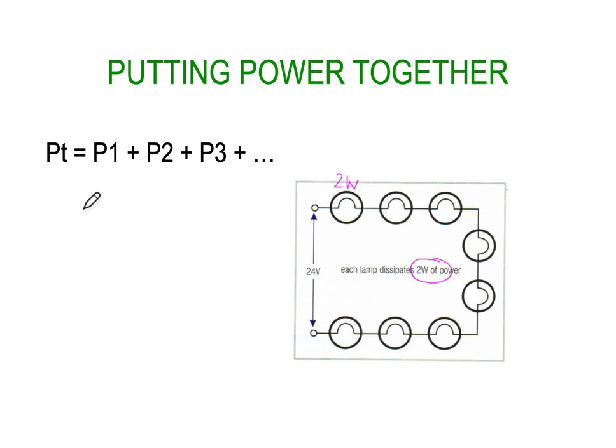So it's simply 2 plus 2 plus 2 plus 2 plus 2 plus 2 plus 2. Until I've done that 8 times, it's 1, 2, 3, 4, 5, 6, 7, 8 is 16. Or I simply could have gone 2 times 8 equals 16 watts. So in a series circuit, it's very important to remember that the total power is simply each of the individual powers, however many there are, all added together.